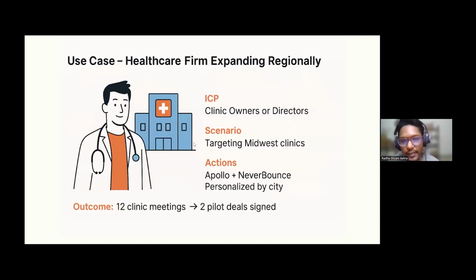All right, another example here. Here the customer profile is clinic owners or directors. We are talking about a healthcare firm trying to expand regionally. They want local clinics to sign up to their platform, and here they're trying to target Midwest clinics. What they can do is go to Apollo, build their list, clean their list in NeverBounce, and personalize by city, which is regional personalization. They can book clinic meetings or even sign them up for free demos or a free trial period. Once the deal is signed, if they like the platform, it can be a huge conversion for them.